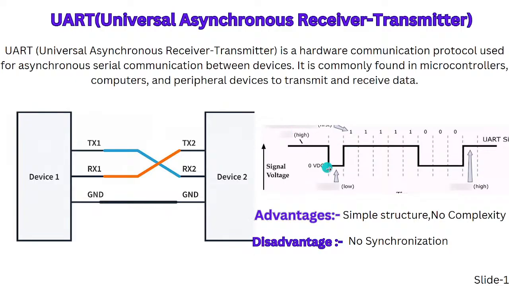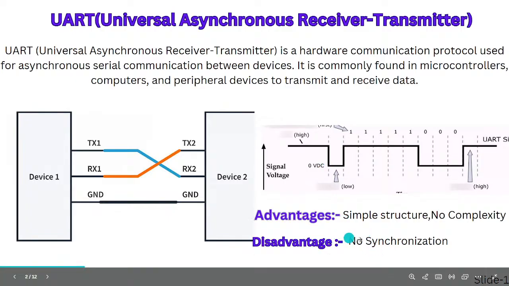That's why we use the start and stop condition to achieve synchronization. But in this case, synchronization is not provided by a serial clock. So the disadvantage is no synchronization. The advantage is a simple structure with no complexity. That is UART.